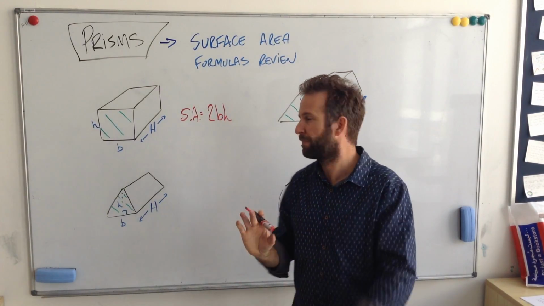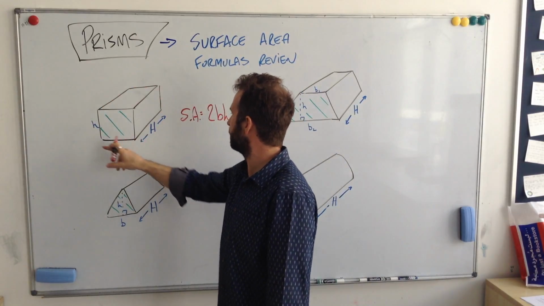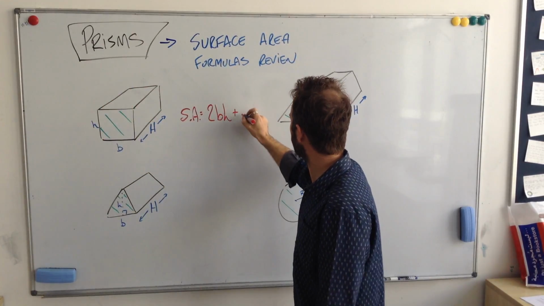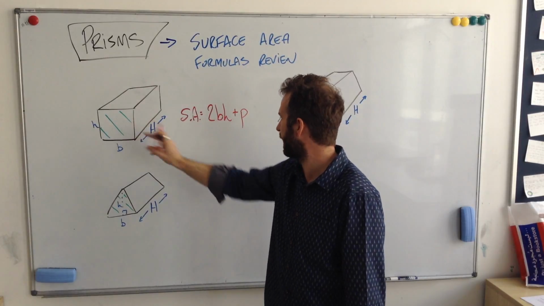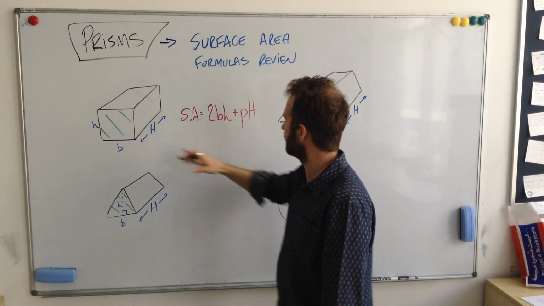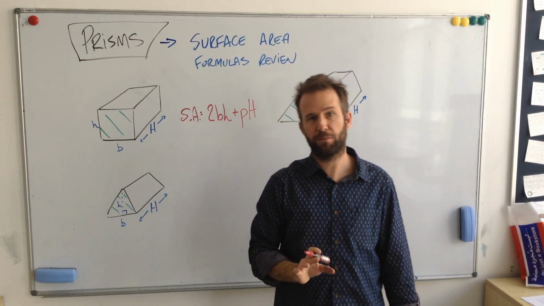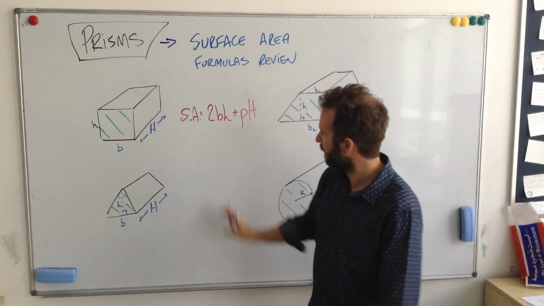It's the same idea. We're going to add, of course, the area of the lateral sides, and we determined that that comes from the perimeter of that rectangle multiplied by our big H. And remember, our big H is the distance between the bases. So here's our formula for the rectangular prism's surface area.